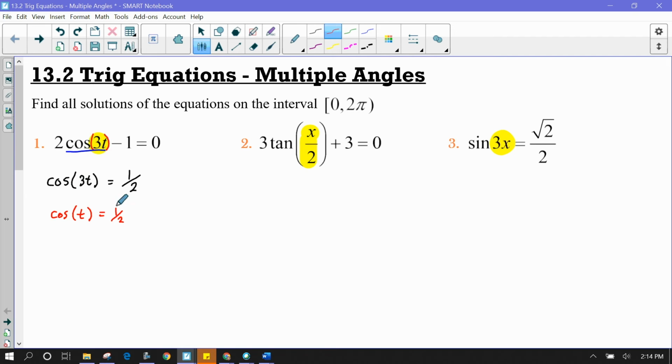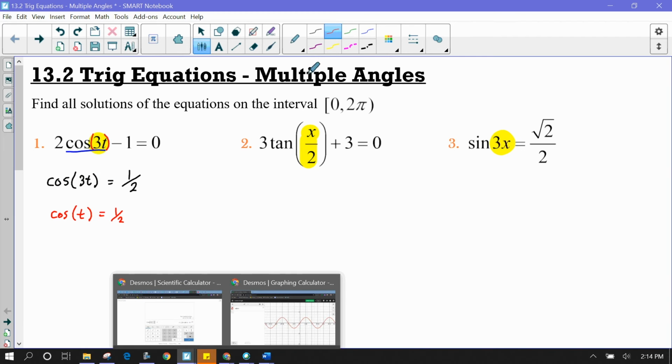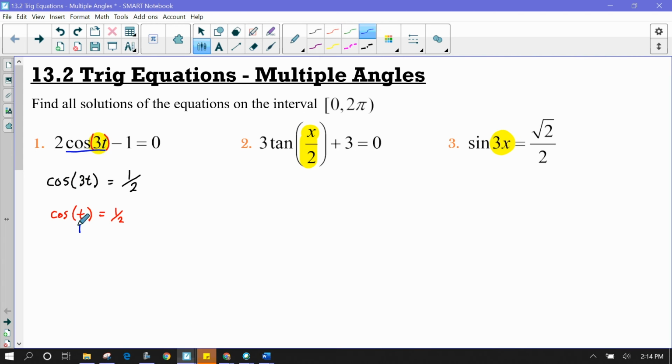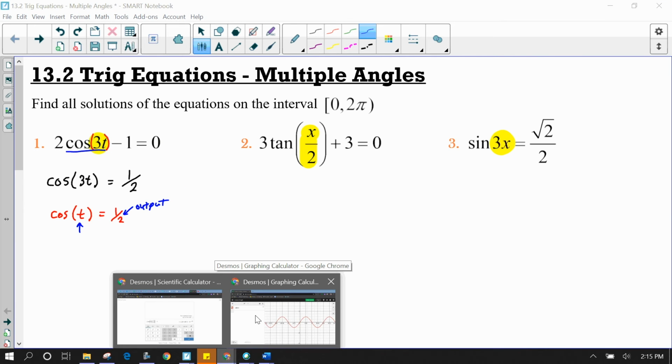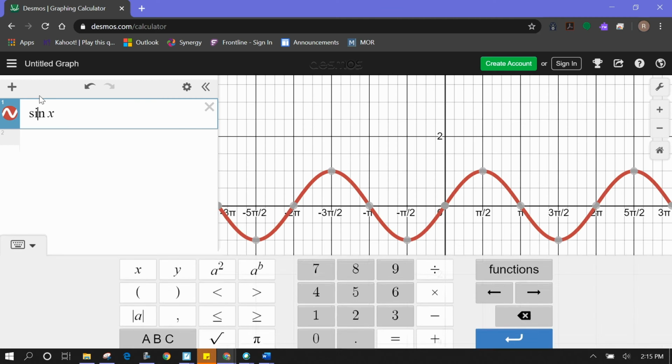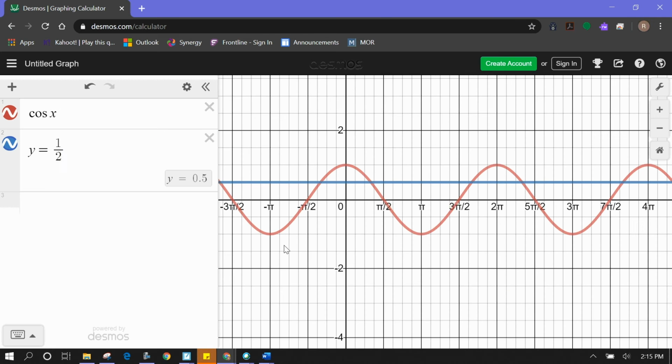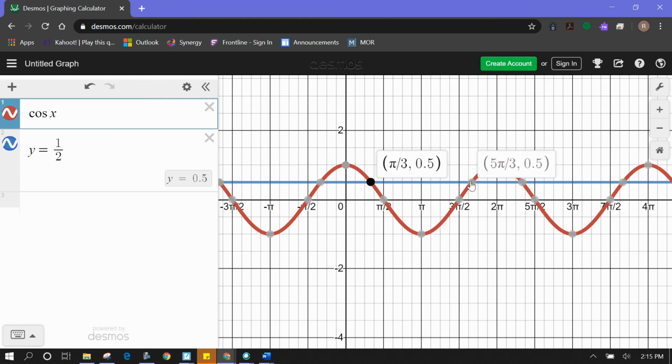Now, for a moment, we're going to pretend that the 3 isn't there. Now, this isn't the problem that we have right now, but it'll help us figure out what we're supposed to do when we get to the problem where there's 3t in it. So in the problems that we had like this from 13.1, we could go to Desmos, and we're thinking, okay, what input could I plug into cosine that's going to give me an output of 1/2? So I go to Desmos, make a cosine function appear. If I have an output of 1/2, what inputs are going to give me that output?